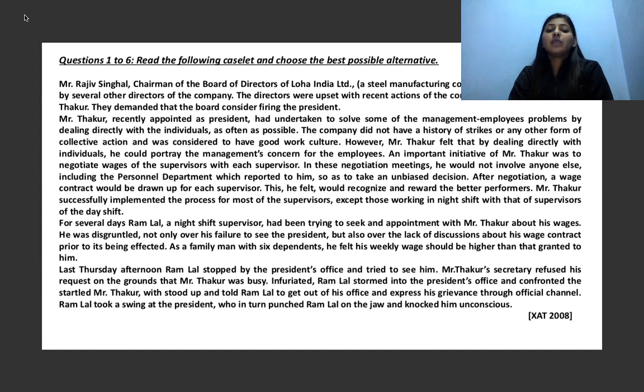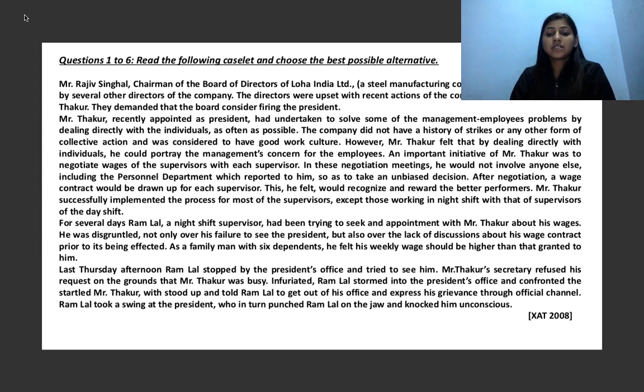Okay, so Ramlal, one of the night shift supervisors, was trying to seek an appointment with Mr. Thakur about his wages. He was disgruntled not only over his failure to see the president, but also that his wage contract was implemented prior to discussions. As a family man with 6 dependents, he felt his weekly wage should be higher than that granted to him.